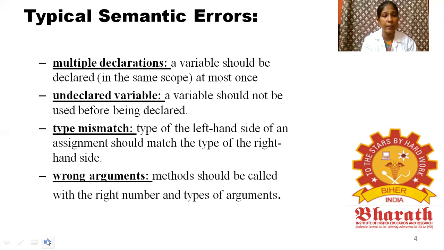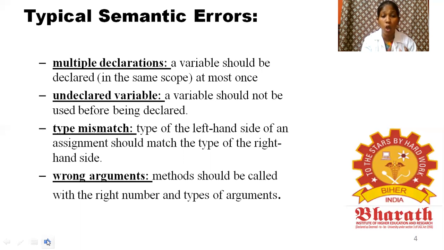The next one is type mismatch. In type mismatch, every left hand side should be equal to its right hand side in an assignment. Any expression statement should always be equal to the right hand side. That is, the LHS should be equal to the RHS in your assignment statements.